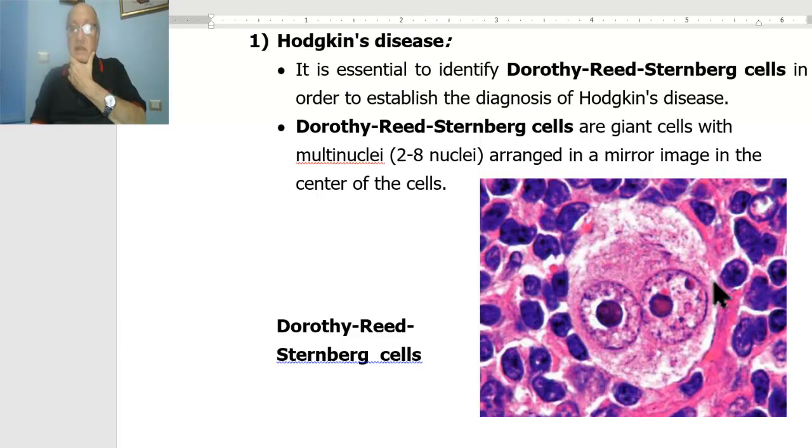Reed Sternberg cells: large giant cell, multinucleated, containing 2 to 8 nuclei, arranged in the center of the cell like mirror image. The cellular origin of Hodgkin disease is not known, and Hodgkin disease is further subdivided into 4 histological subtypes. What are the 4 histological subtypes?